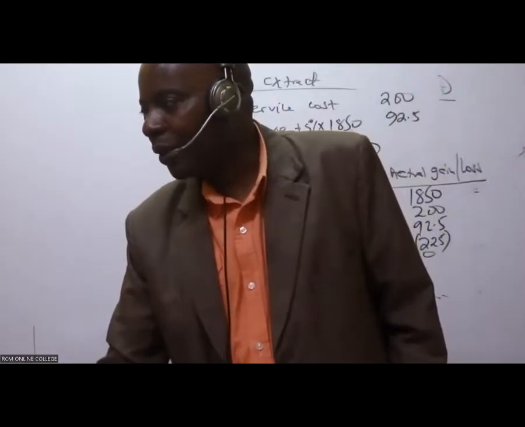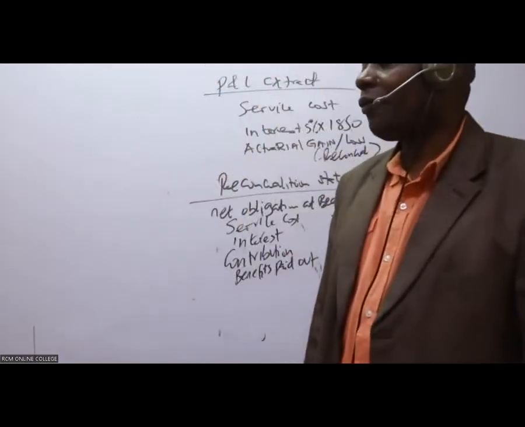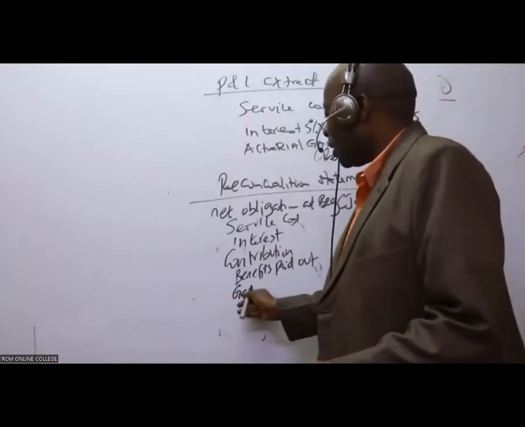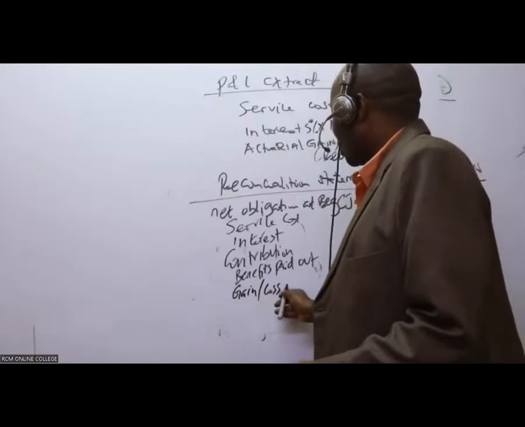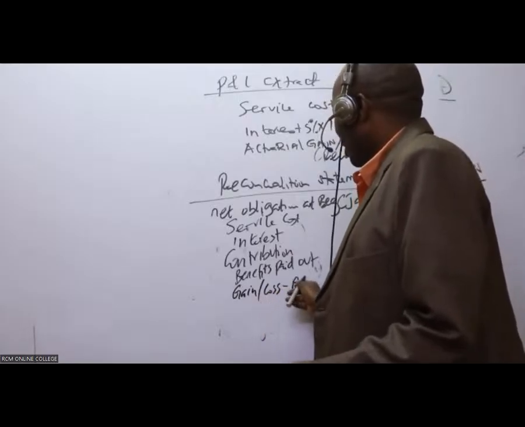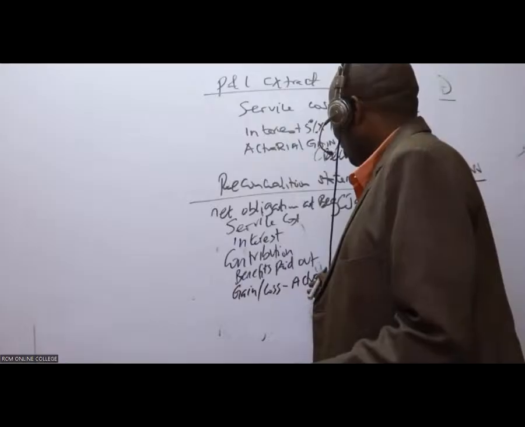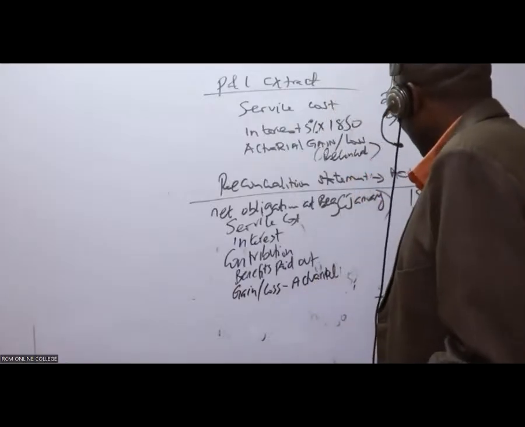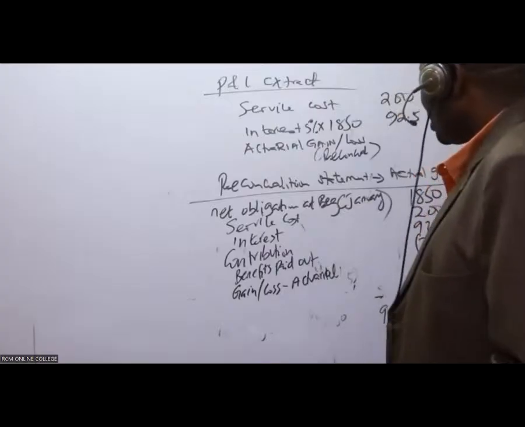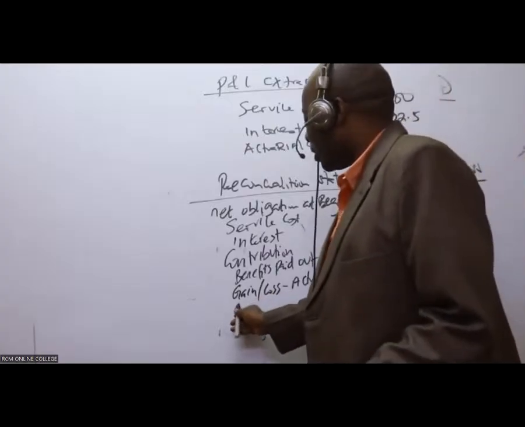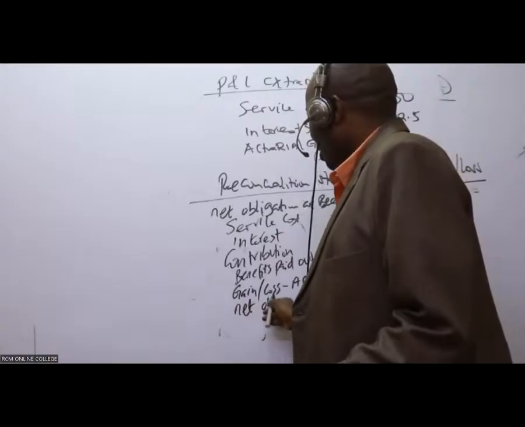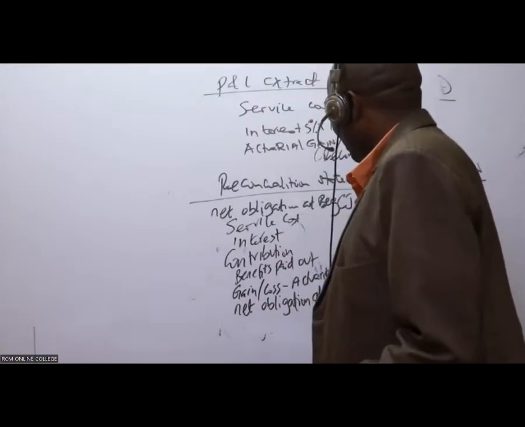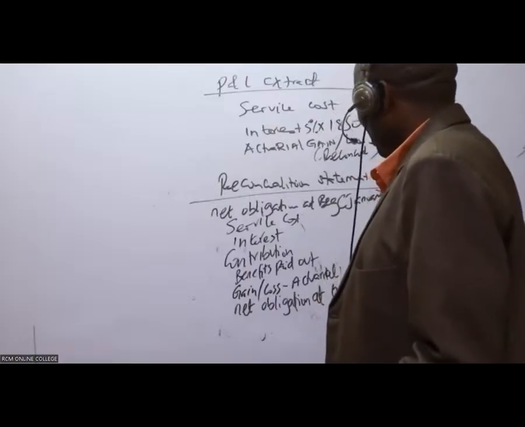Now, ladies and gentlemen, after that we have the gain or loss, actuarial. And then of course I will underline here, and then I put here the net obligation at the end.